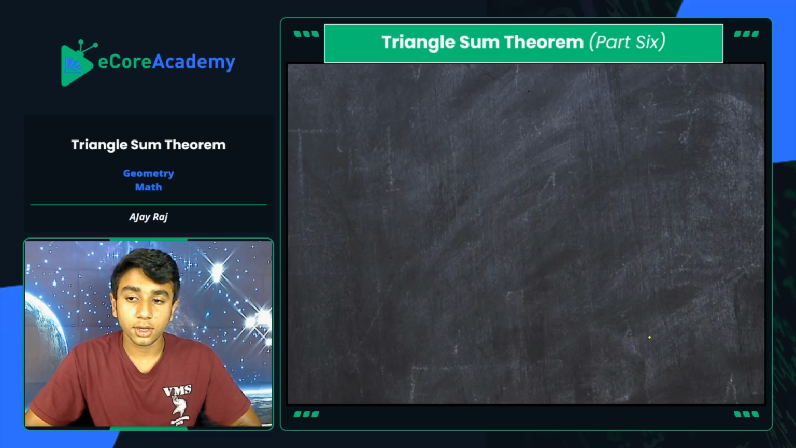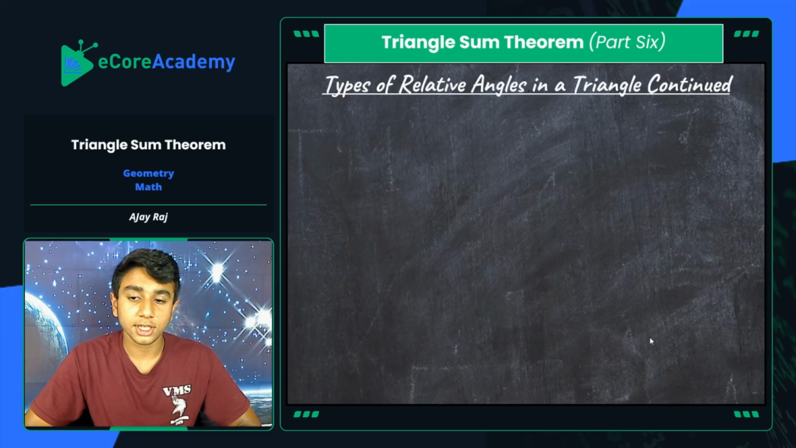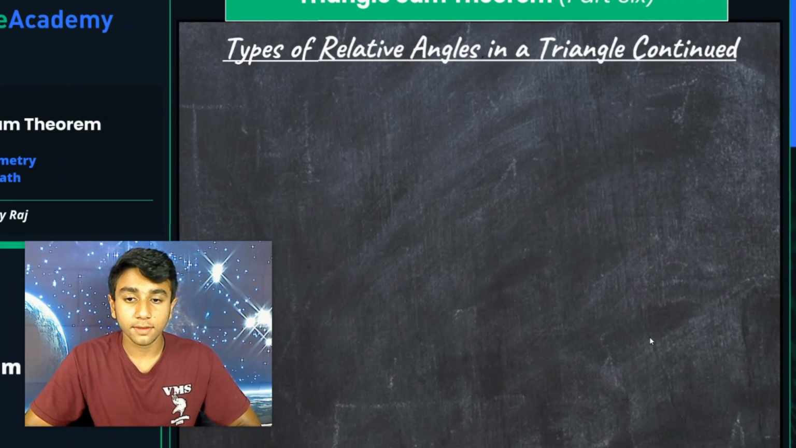And then finally, triangle sum theorem part 6. Let's look at the types of relative angles in a triangle, continued. And then finally, in my next slide, I will show you what types of problems you're going to be coming across with this topic in mind.